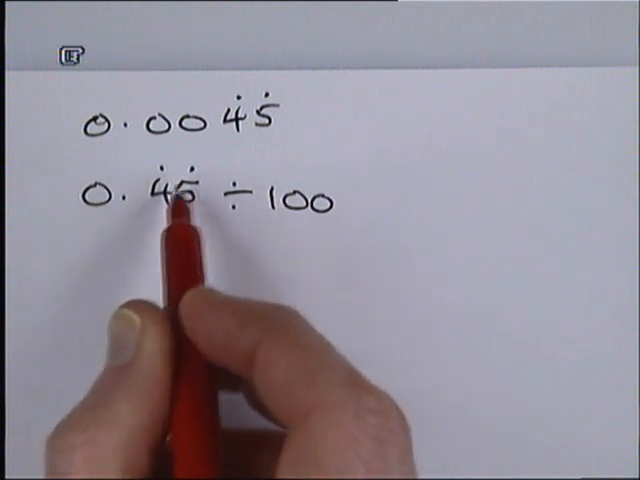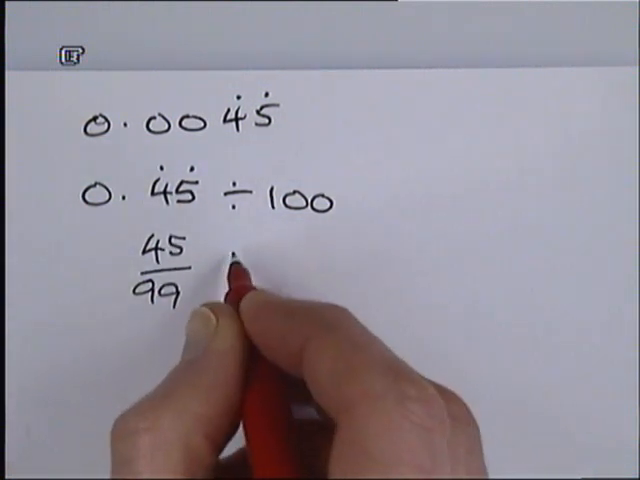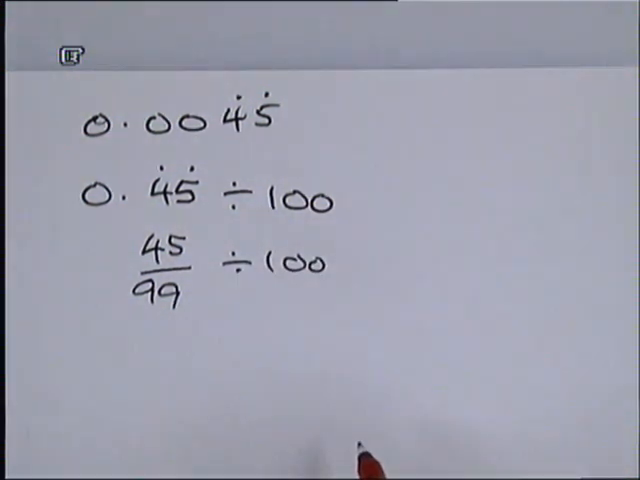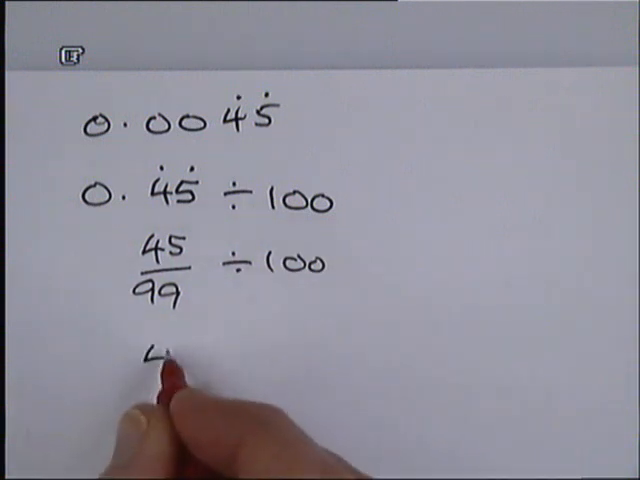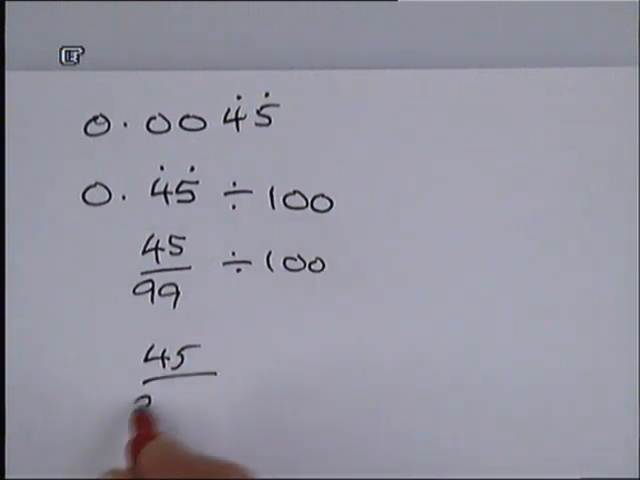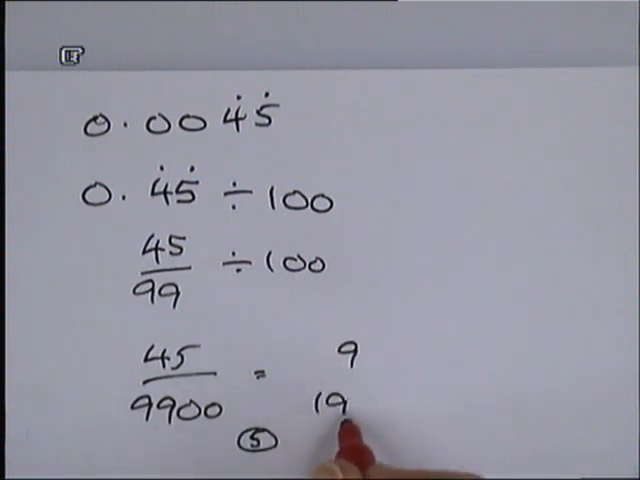45 as a recurring bit up there will be 45 over 99, and I've got to divide that by 100. So if you're dividing a fraction by 100, you just need to put 2 noughts on the bottom after what you've already got. So I get 45 over 9,900. Hopefully you can spot that 5s go into both of these numbers. So if I divide them both by 5, I get 9, and that one is 1,980.